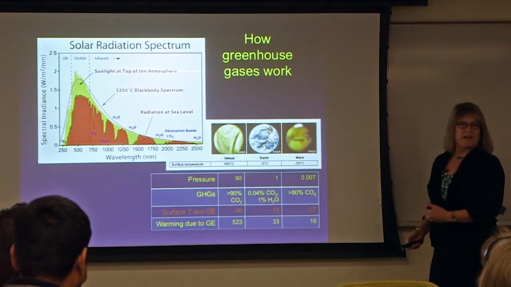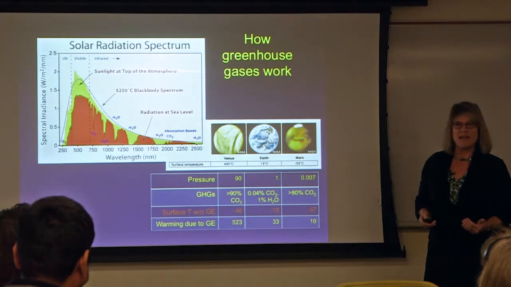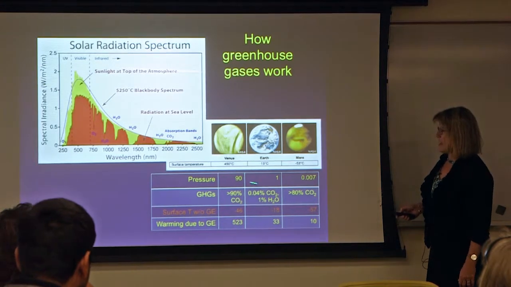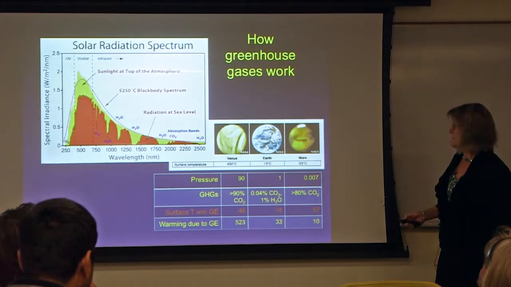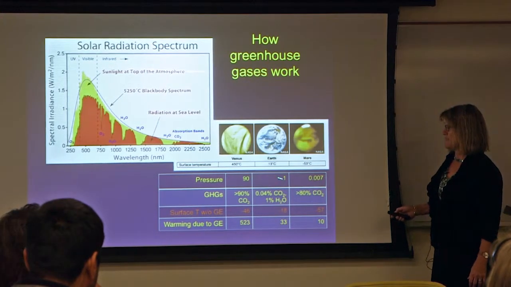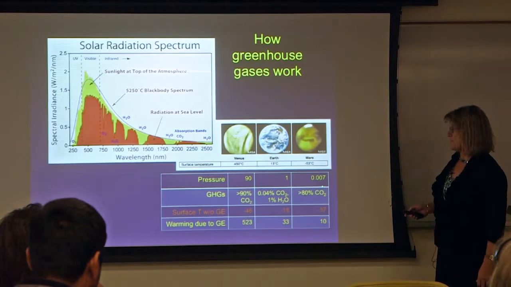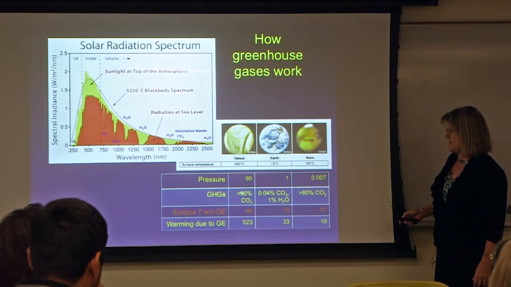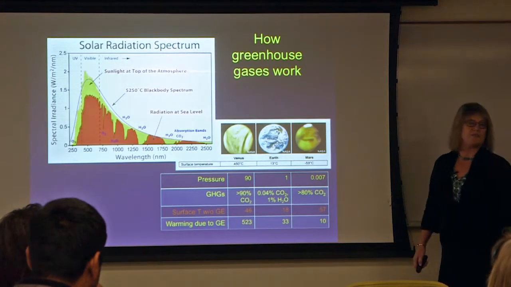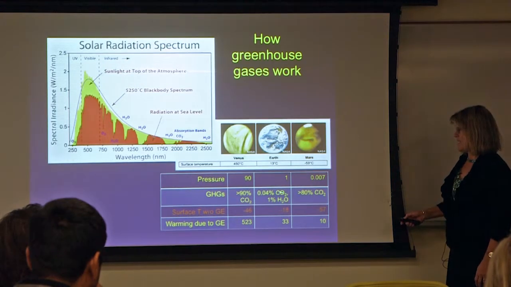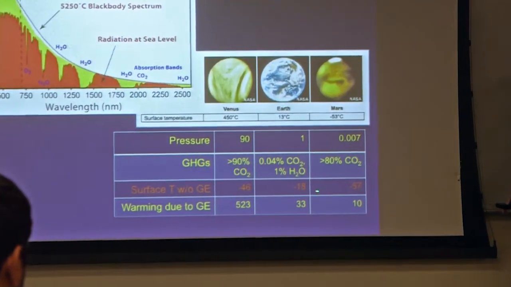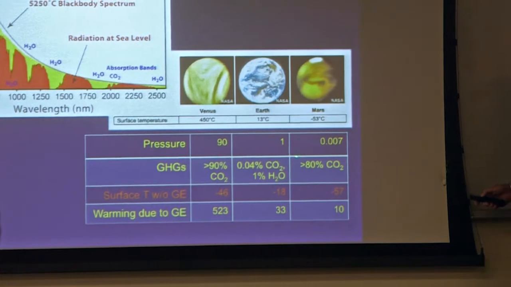But really, the story here isn't just how close these are to the sun, it's what their atmospheres are composed of. This pressure tells us how much of an atmosphere each one of those planets has. Venus has a really, really thick atmosphere. It has a pressure 90 times as much as the Earth has, whereas Mars has very little. And then the greenhouse gases in those atmospheres: over 90% of Venus's atmosphere is CO2. About 0.04%, you'll see that later, of the Earth's atmosphere is CO2, and about 1% is water, and over 80% is CO2 on Mars. However, this doesn't do much because there's not a very big atmosphere.